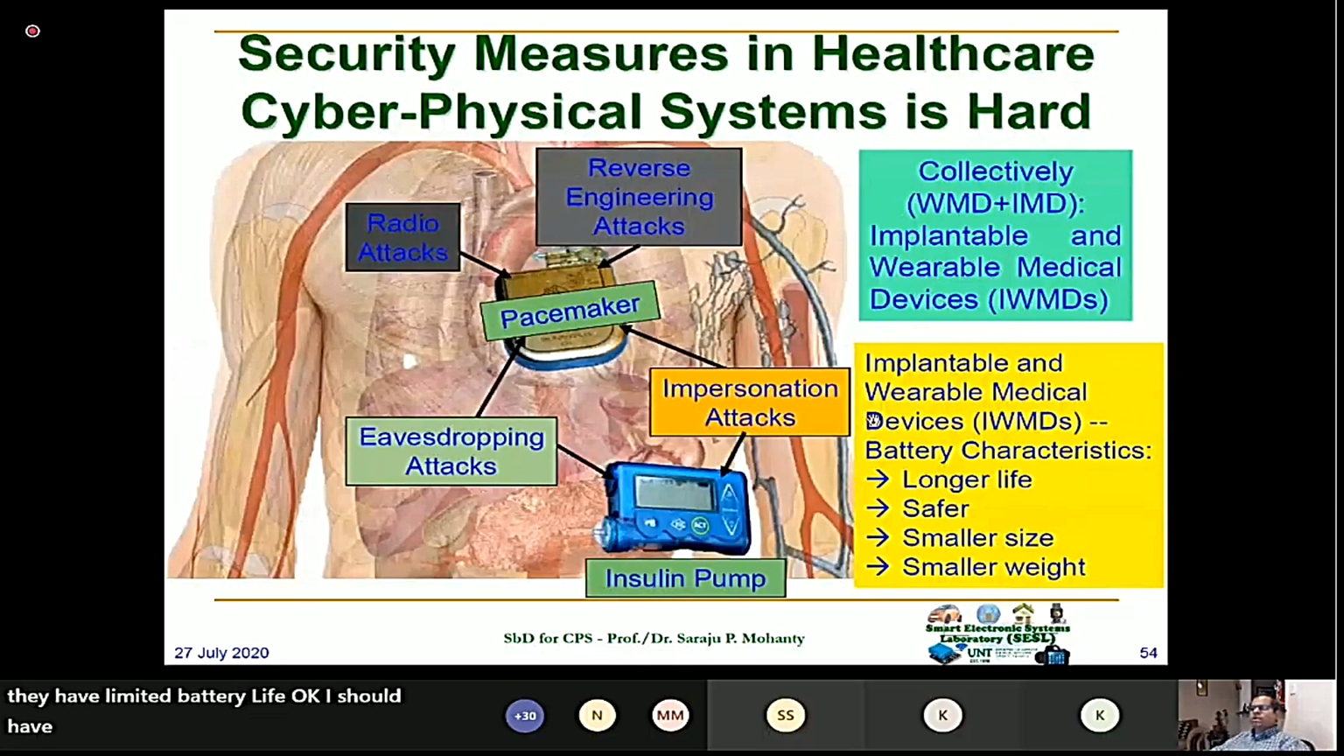I should have another slide, but this is an example here. This is implantable. This is wearable. Implantable in particular has a serious battery problem, and at the same time, computational capability is very limited. So any security solution needs to take that into account. We have to have a solution which doesn't consume a lot of battery, which is safer, and which is also reasonable from a size point of view and weight point of view. Then only it can be solved.